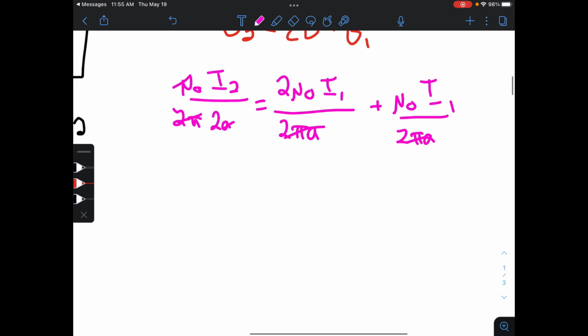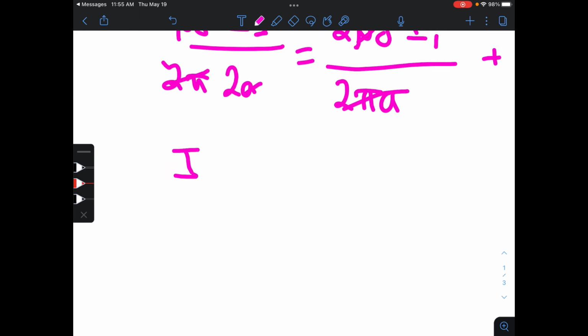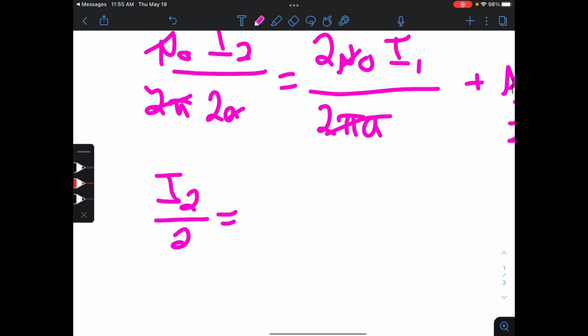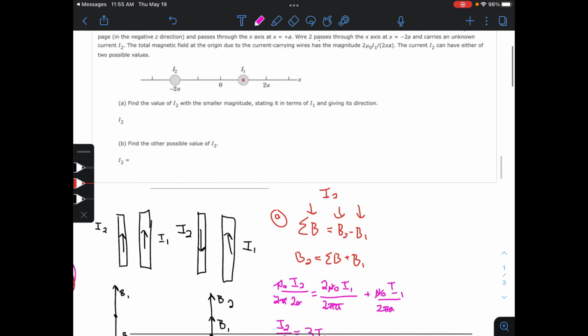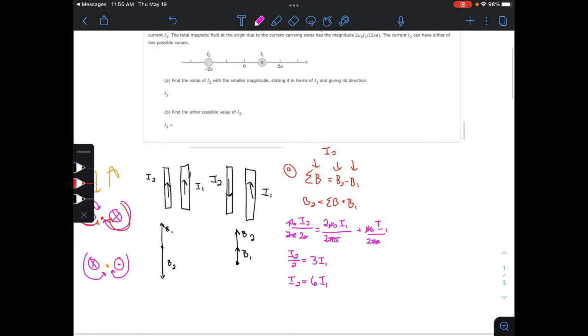And then also our, oh, I don't remember what that symbol's called. 2 over 2 is equal to 2. And again, then the 2 in this numerator, so we actually have 3I1. And I2 is equal to 6I. And then it's part A.